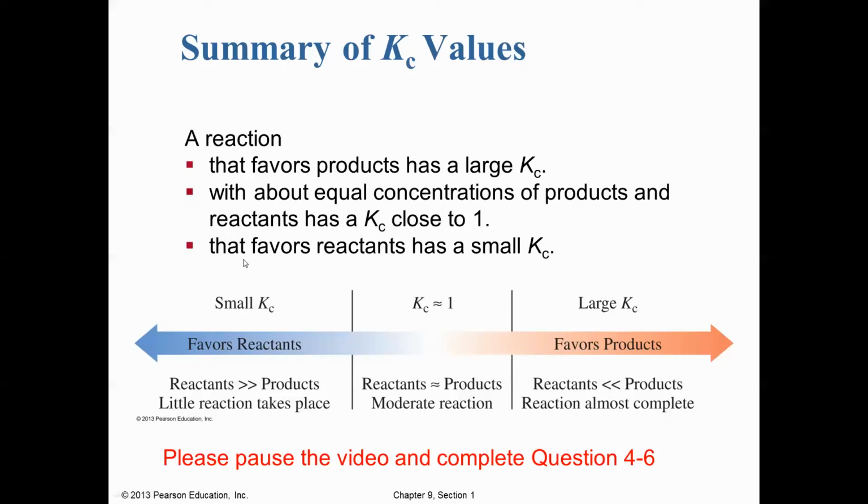And then finally, if we have a small value of K, that means we're going to have more reactants than products at equilibrium. And a small value of K can never be negative, but we're talking about a very tiny decimal number here. It's often expressed in scientific notation. These will have negative exponents as their power of 10, and the large values will often have positive exponents for their power of 10.